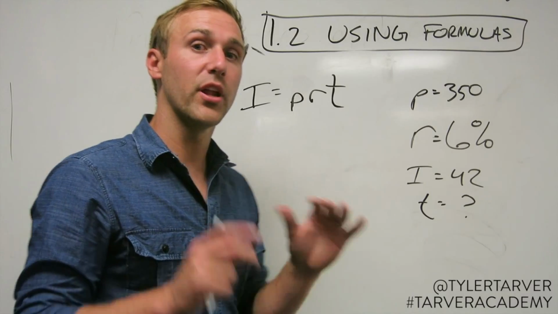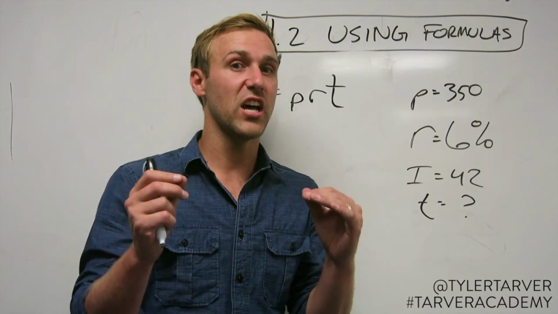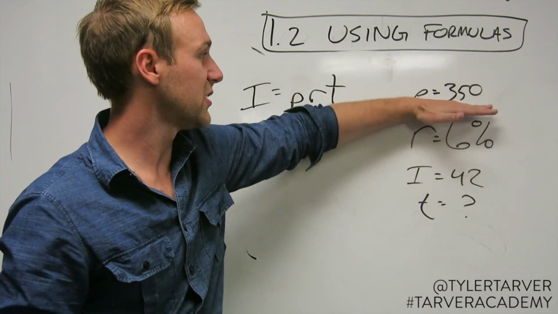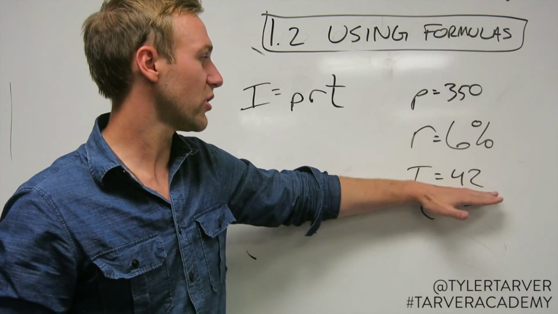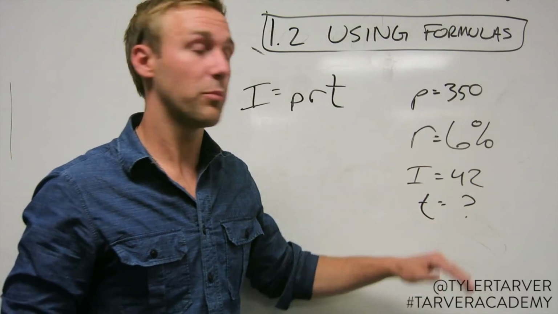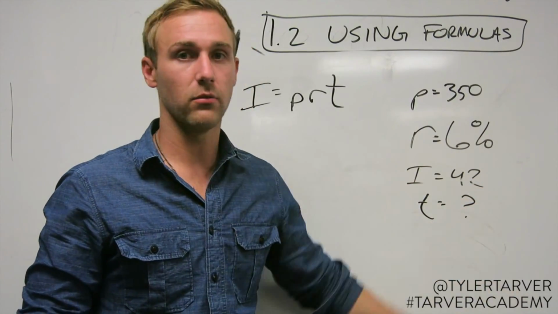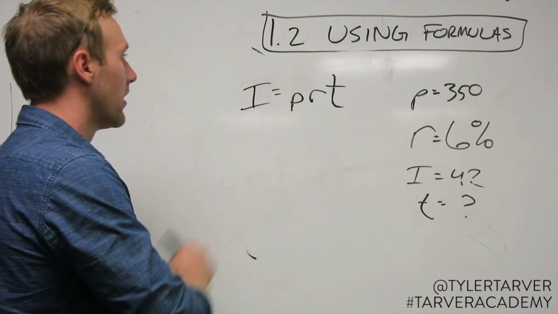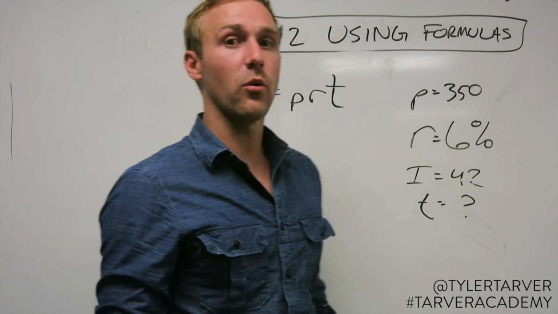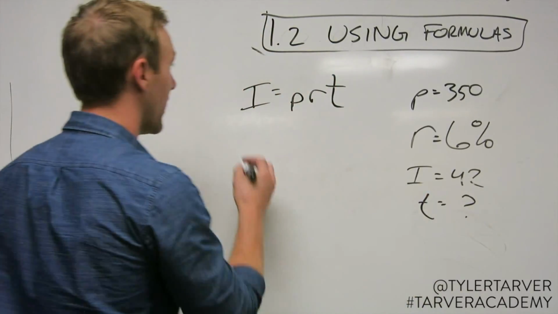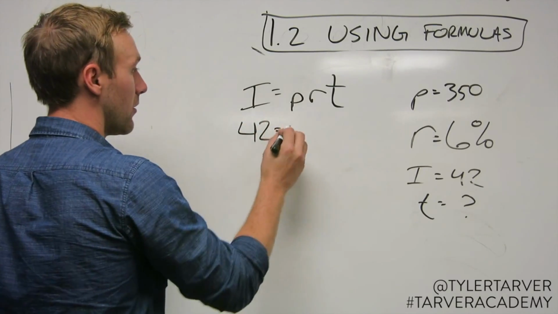Anyways, here we go. So let's plug in our stuff. Plug in what you know to find what you don't know. What do we know? Principal. We know the rate. We know the interest. And we don't know the time. Interest: how much money do we want to earn? 42 bucks. Plug it in for I.